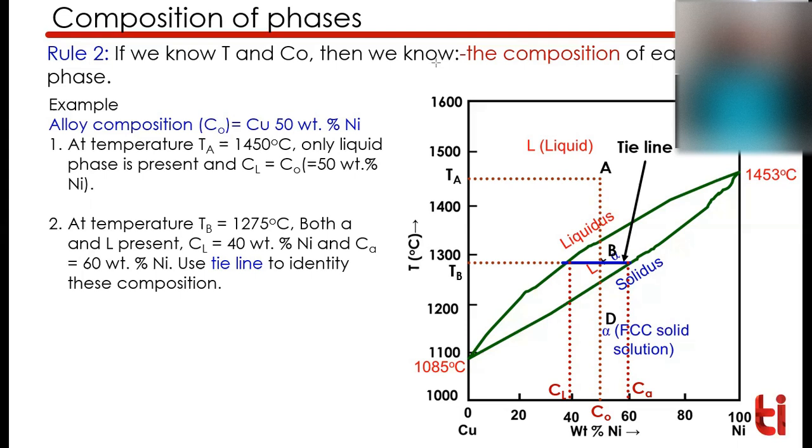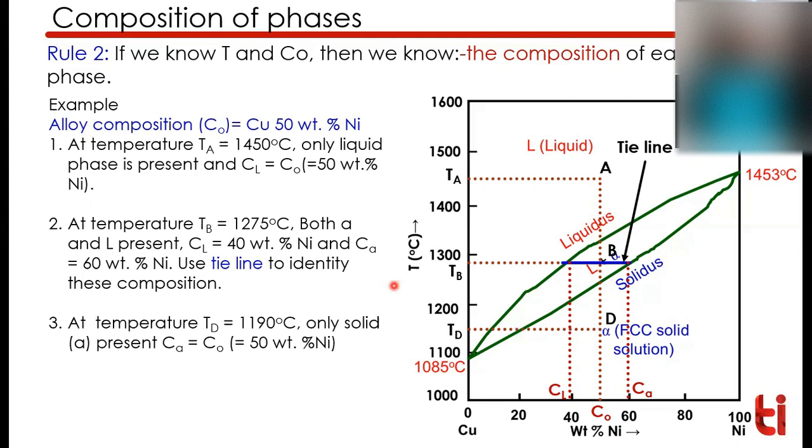Now, what is D point? D point again ends up within solid. So in solid, this is again alpha at TD. So that is 1129. So at D point, your solid composition completely corresponds to your C naught. That is 58% nickel. This is a single phase. So this is the way, using a tie line, I can predict in the two phase region. A tie line we use in the two phase region. Otherwise in a single phase there is no issue, because liquid composition is also equivalent to C naught and solid composition is also equivalent to C naught.